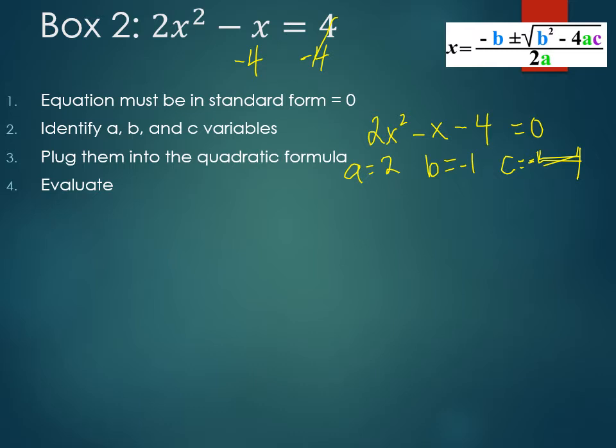Alright, so step 2 is done. Step 3 says plug into the quadratic formula. I literally am going to plug it in where it goes. So it says -b. So -1 plus or minus the square root of b squared. -1.